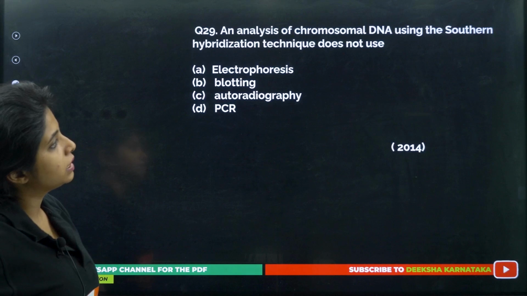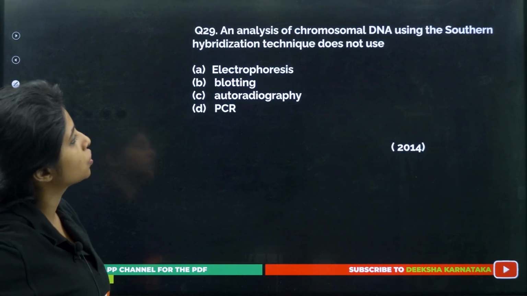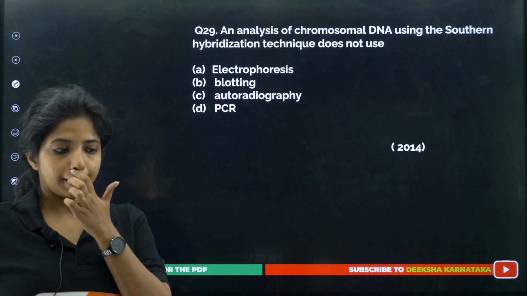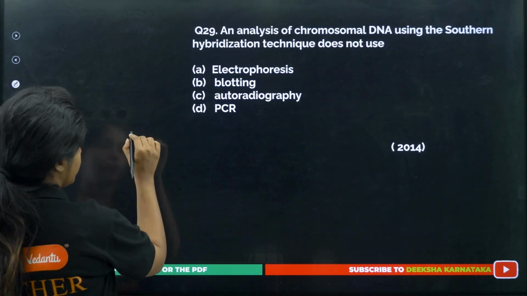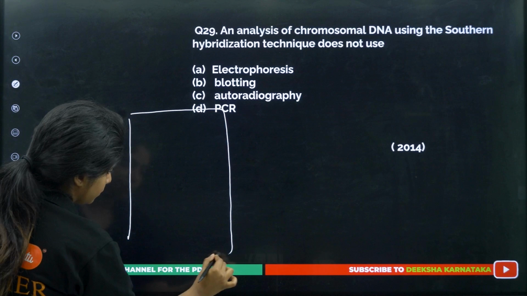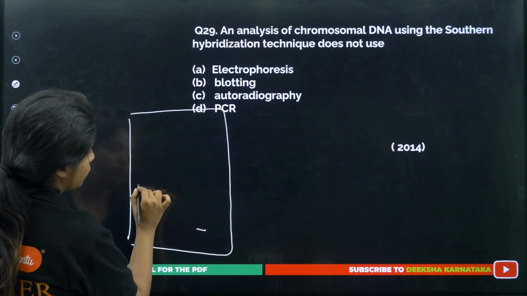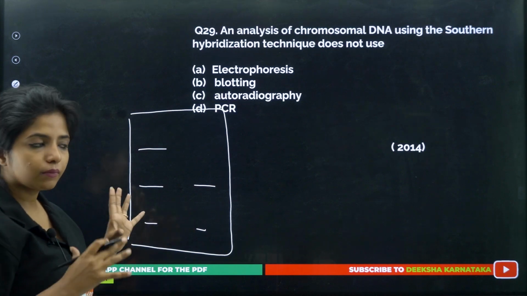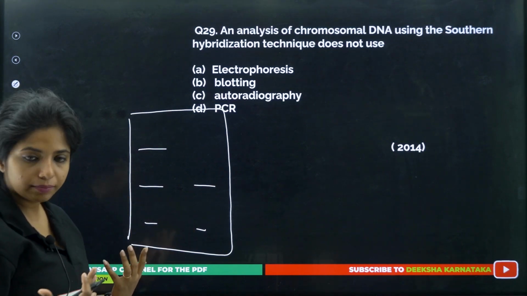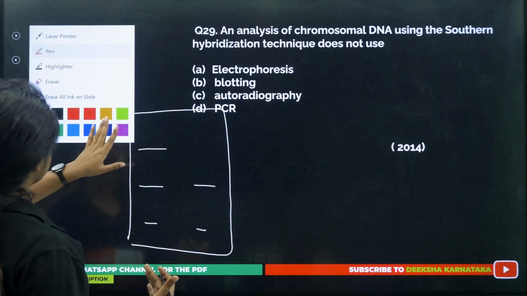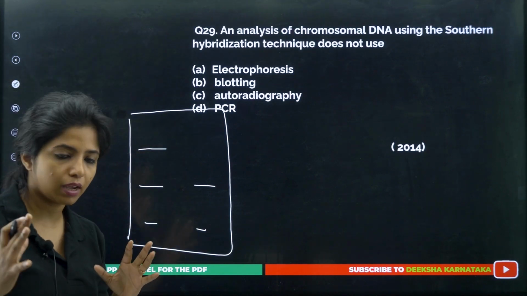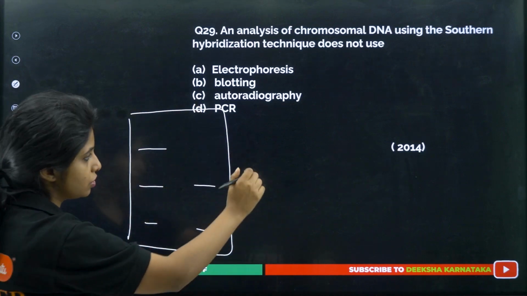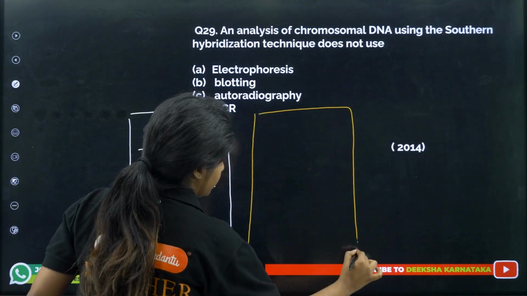An analysis of chromosomal DNA using the southern hybridization technique does not use. So basically what happens is that you had gel electrophoresis being done. Your DNA got separated. These are smaller fragments, these are the larger fragments. Now I have to view it, right? For that, I have a nitrocellulose sheet. I just stick it like that and I take it. So my DNA fragments are now on the nitrocellulose sheet.